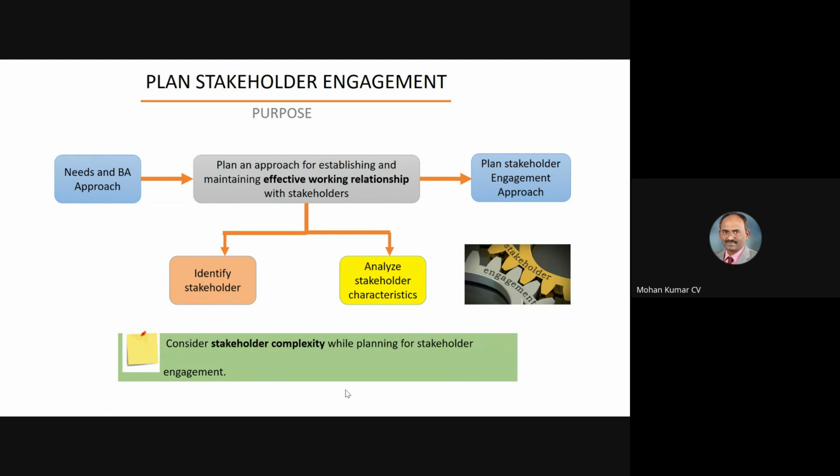So what is the purpose you understood now? Purpose is to elicit all the requirements from the stakeholders. You need to identify individual stakeholders and you need to analyze their characteristics such that your approach is properly planned.